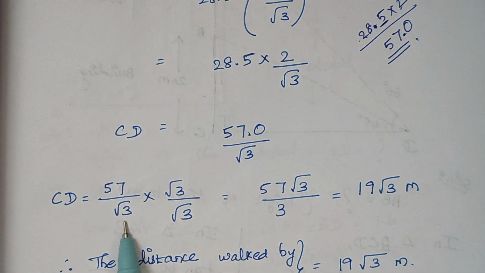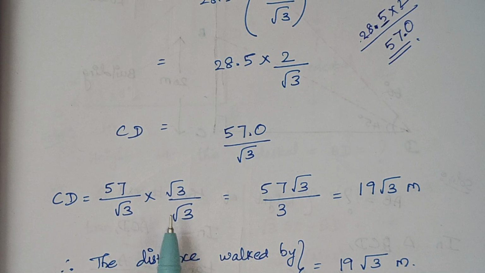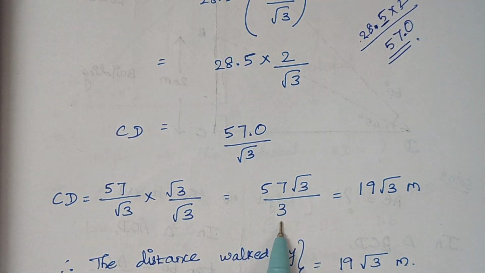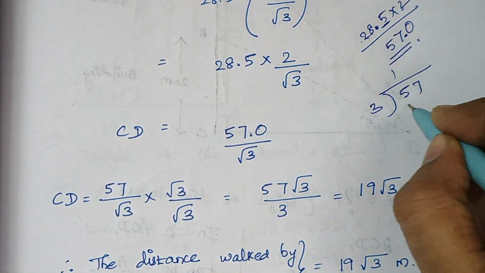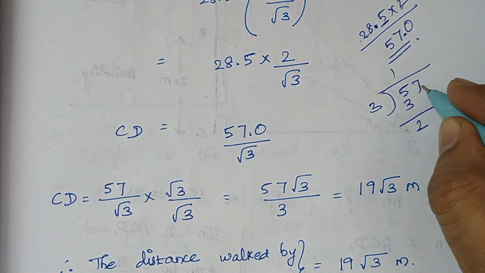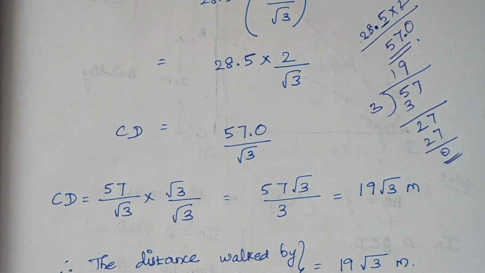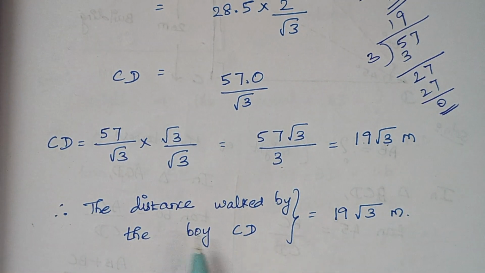Again, since we have root 3 in the denominator, we multiply and divide by root 3. Root 3 into root 3 becomes 3, right? So 57 divided by 3. 1 3 is 3, the remainder is 2 and 27. 9 3s are 27. So the answer is 19, right? 57 by 3 is 19 and this root 3 remains as such. So finally the distance walked by the boy is 19 root 3 meters, right?